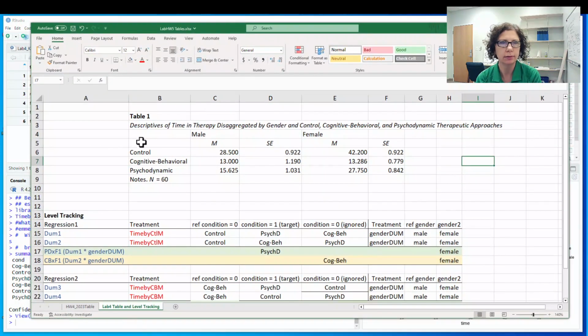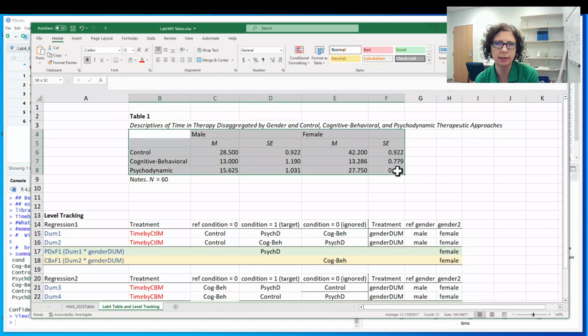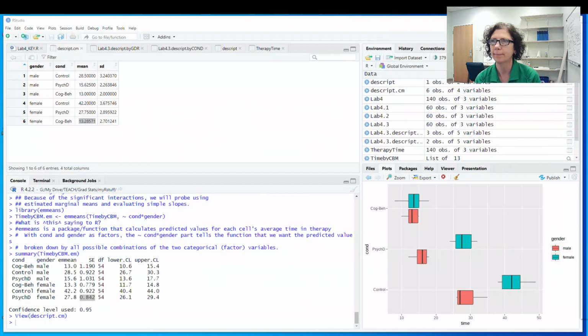There we go. So this is me starting on my table. I got my title, my table number. It still has some formatting I need to do, but I can put in the mean and the standard error and male and female and my different conditions of therapeutic approach. Alrighty, what's next here?